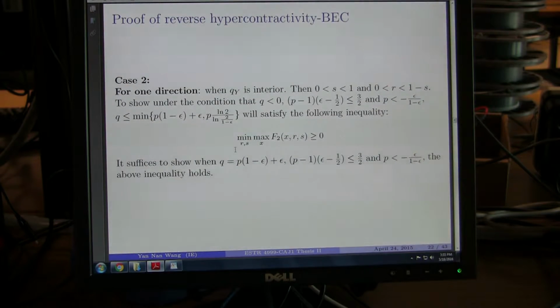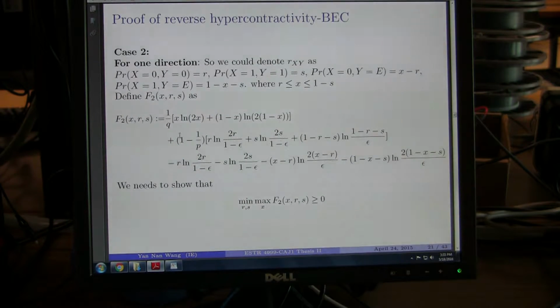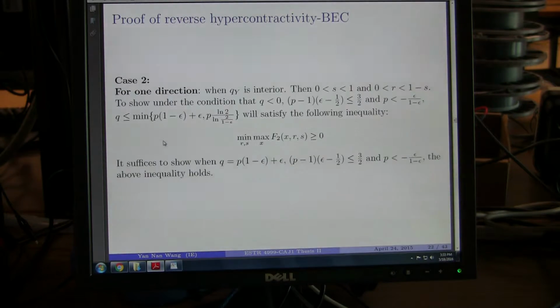This is because in the expression of f2, there is 1 over Q times the divergence. The divergence is positive, so when Q increases, f2 will decrease. So we only need to consider the case when Q equals the correlation bound.